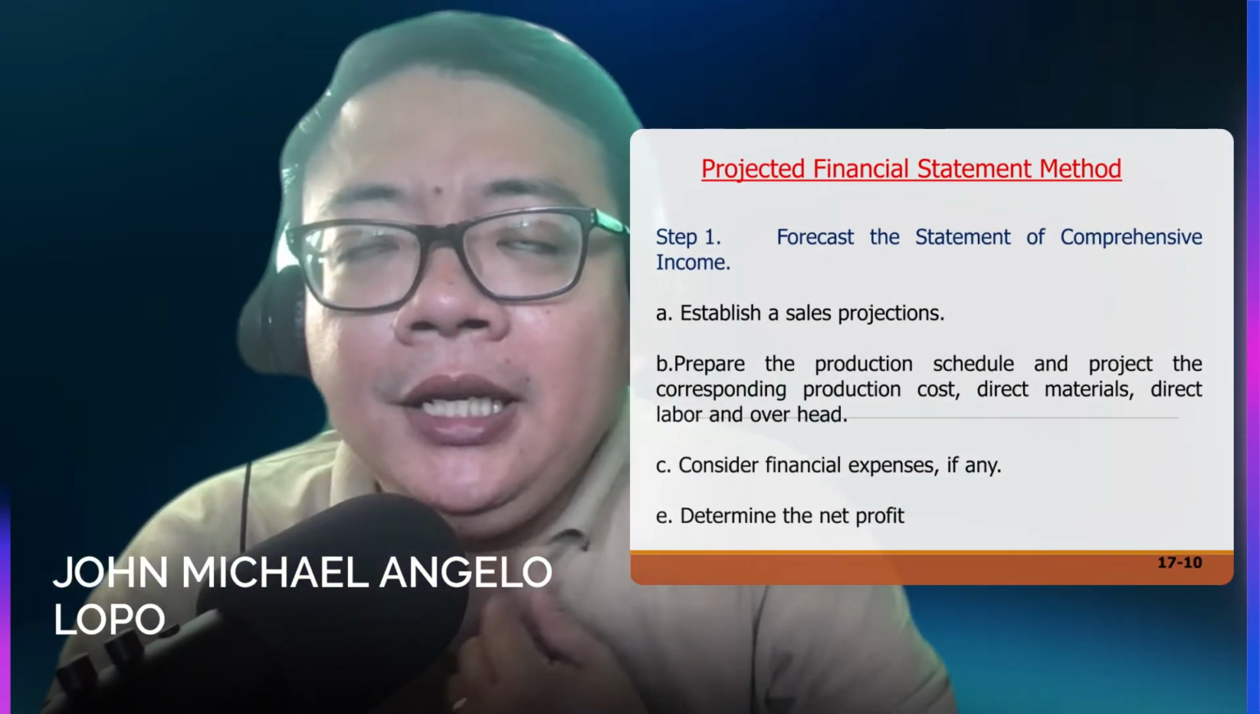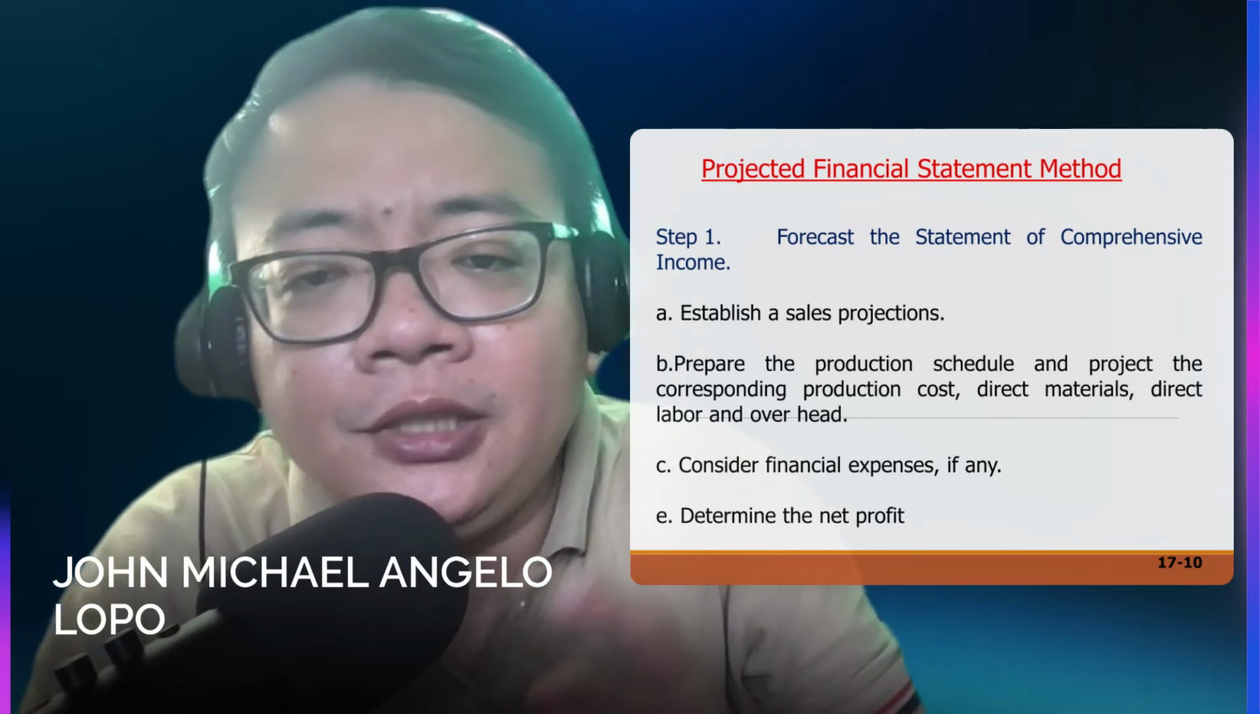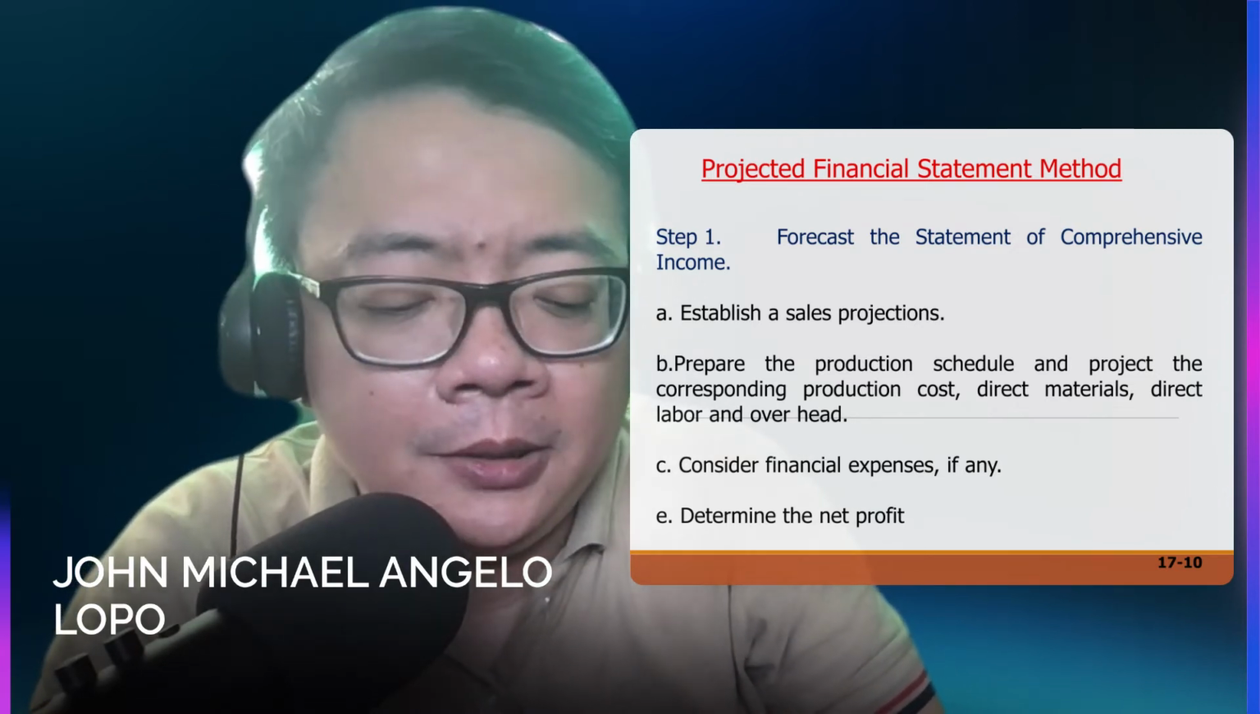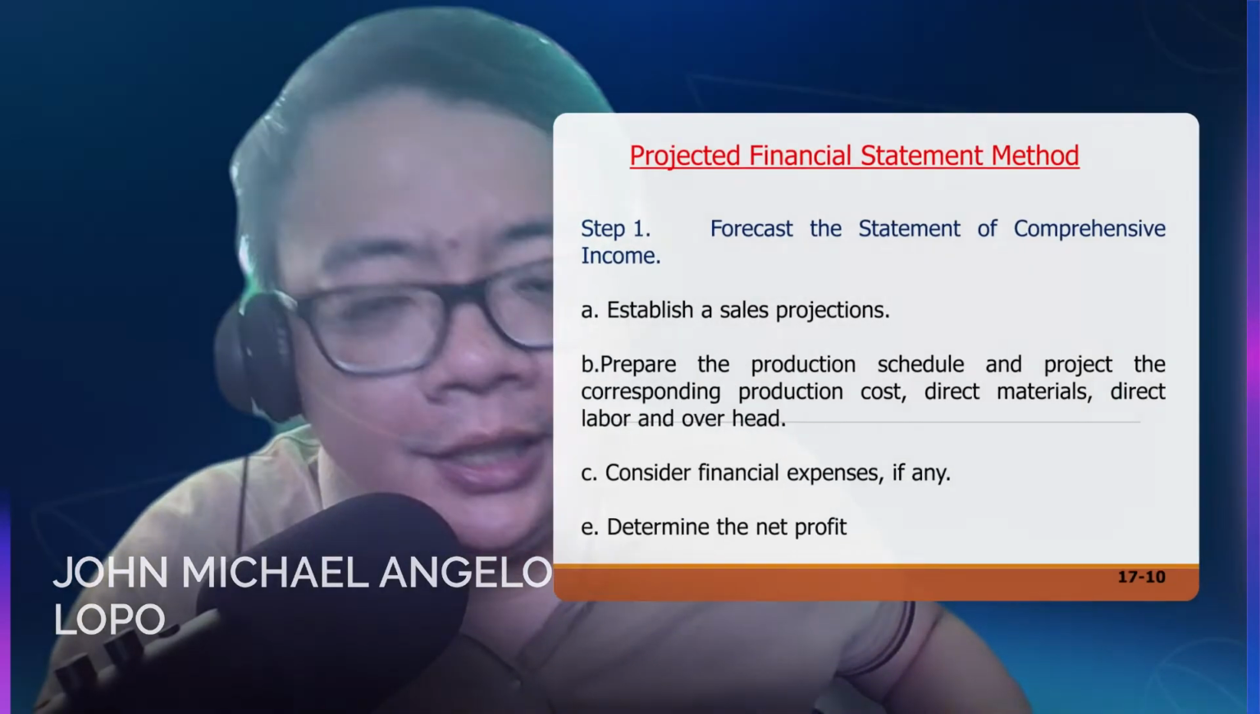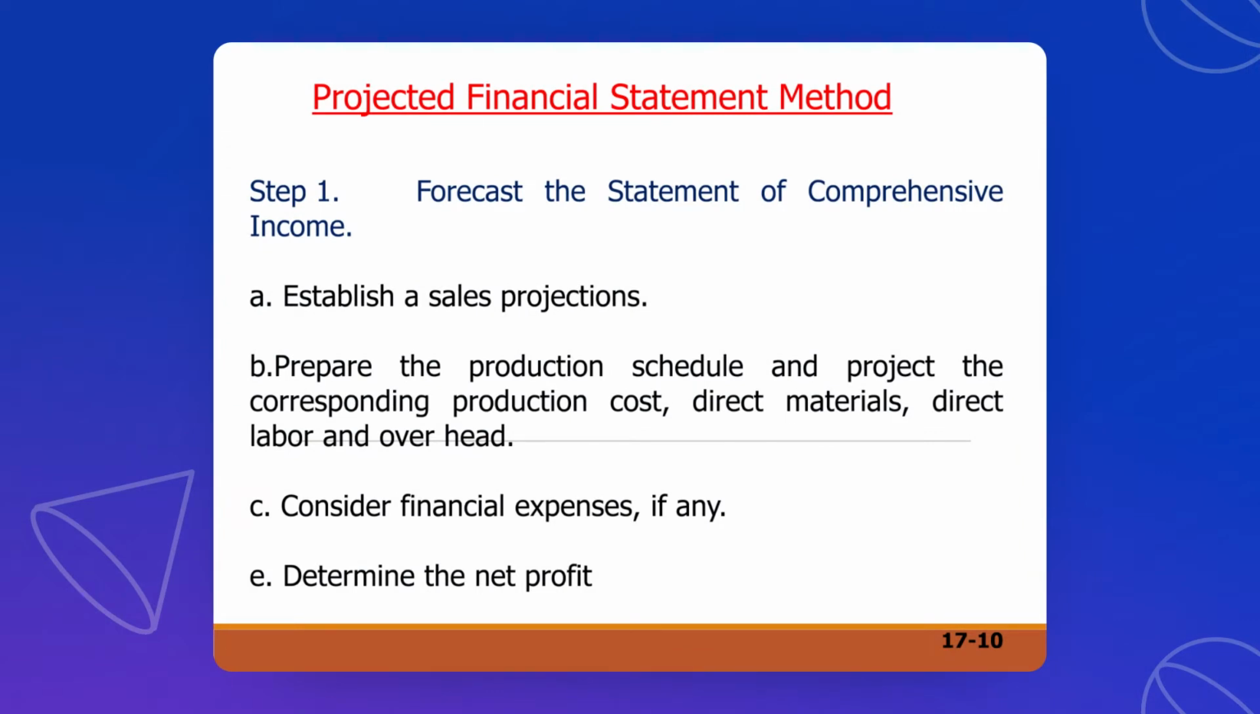Now, if you remember, in your budgeting, the first thing that you do is establish a sales forecast. In your projection, it's the same, class. Establish sales projections. Number 2, prepare the production schedule and project the corresponding costs: direct materials, direct labor, and overhead. Number 3, consider expenses, financial, if any. And the last one is determining your profit.